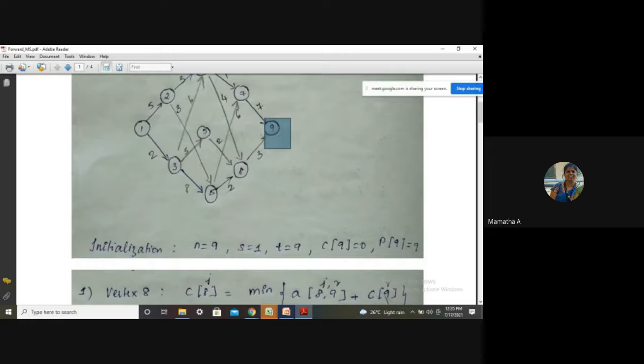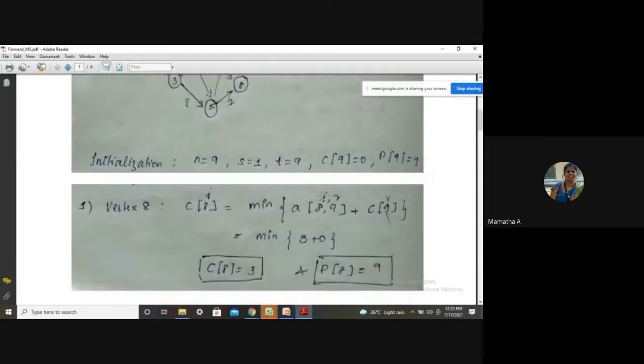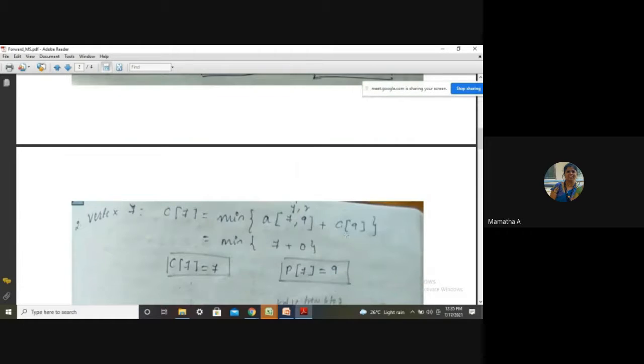You can see it is 7, 7 plus again it is C9 0. So only one edge I have. So 7 plus 0, that is only the minimum. C7 equals 7, T7 equals 9. So you have to remember this. C7 minimum value you should place here. And P of J should be updated with the R value that gave you the minimum. That gave you the minimum, remember.